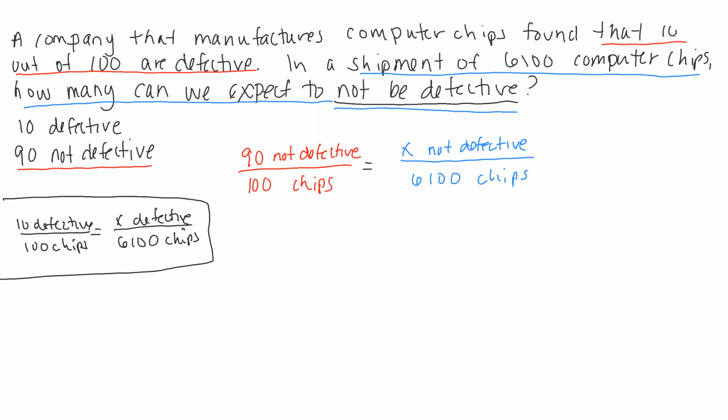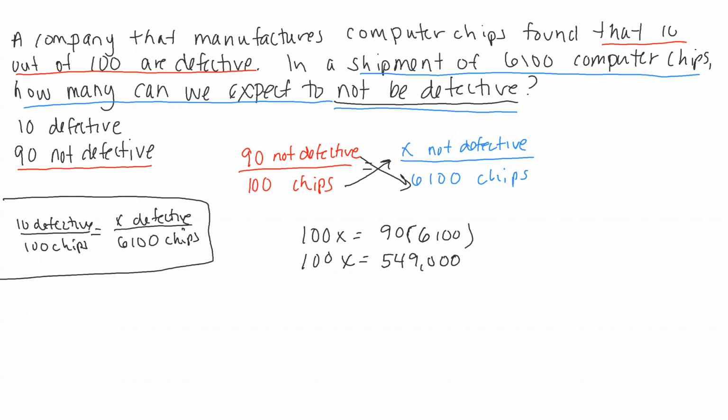I went ahead and figured out how many are not defective out of 100, and then we're going to solve from there. So I'm going to cross multiply. So I get 100x equals 90 times 6,100. So I get 100x equals, let's see what 90 times 6,100 is. It's 549,000.